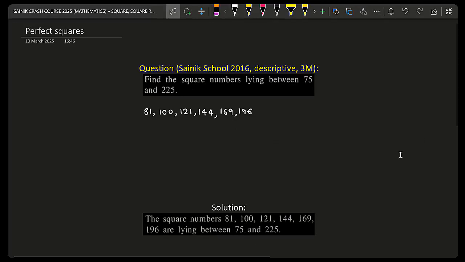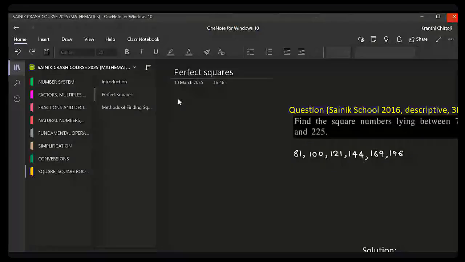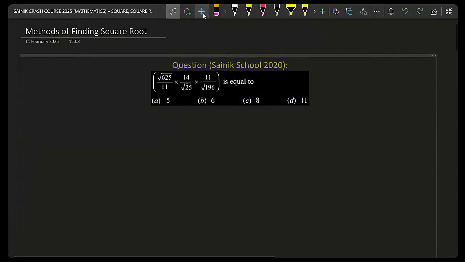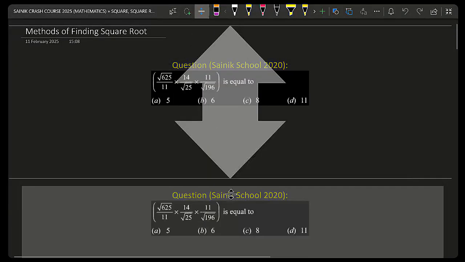Okay, you can copy this later. Just listen to the class and refer to it wherever you require answers. And next, the methods of finding square roots we are going to discuss. So before we solve these questions, Surya, you can mute yourself now.